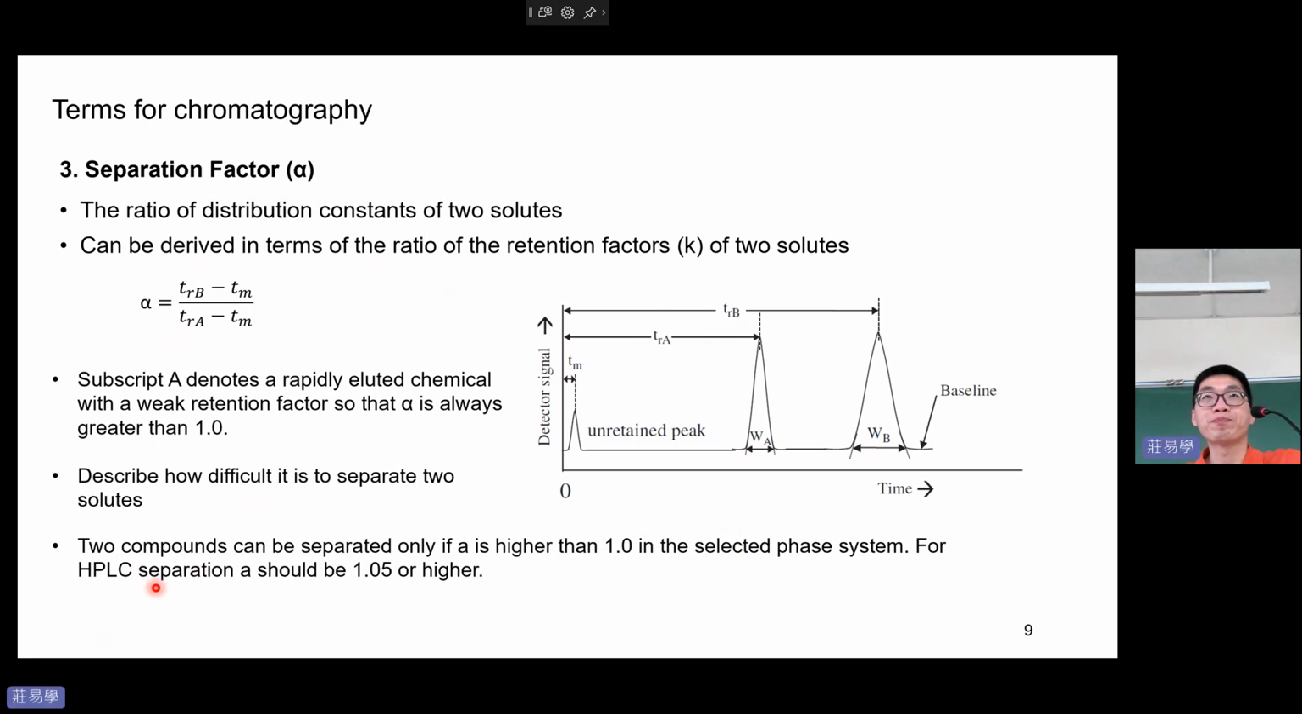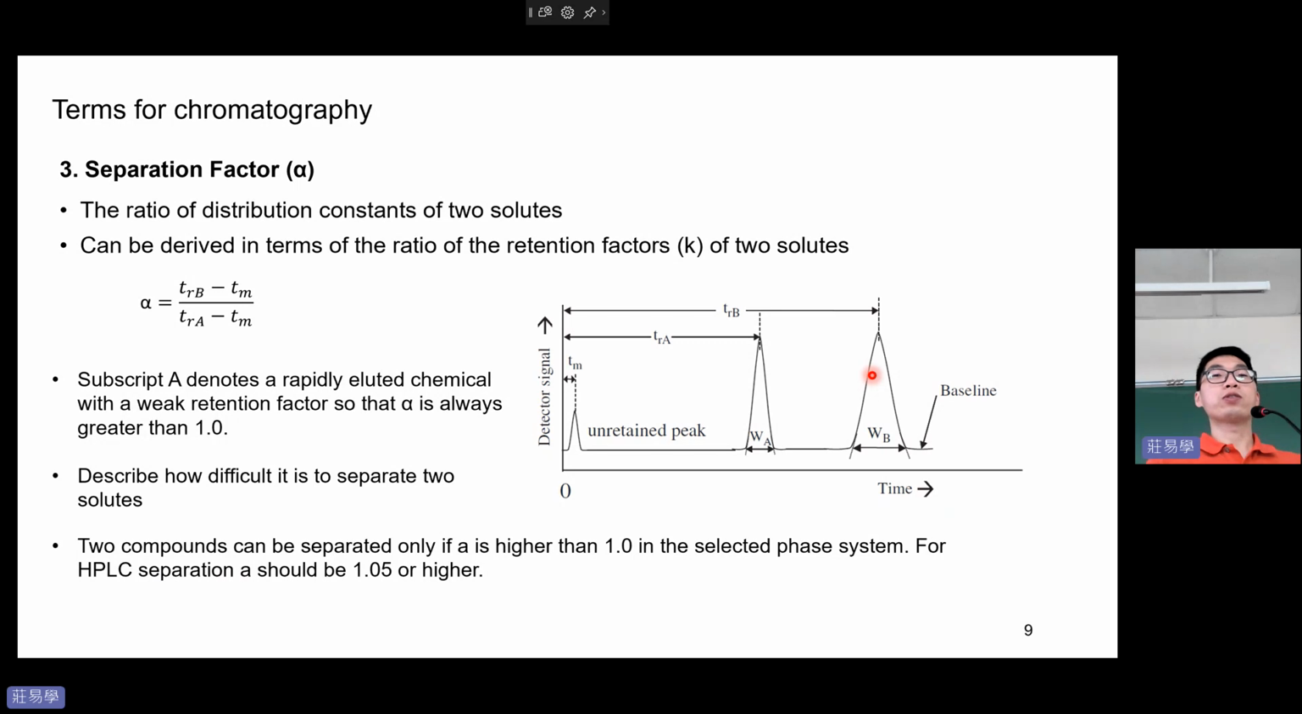So for HPLC, the separation factor should be like 1.05 or higher. Okay, so this is the separation factor. And to calculate a separation factor, all you need to have is the retention time of each peak.